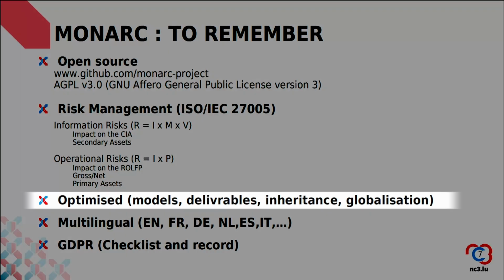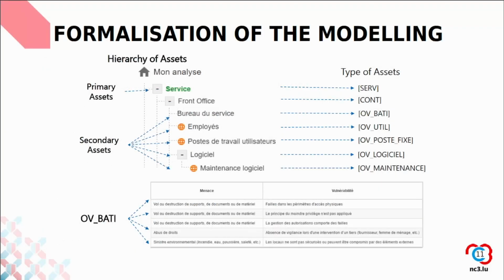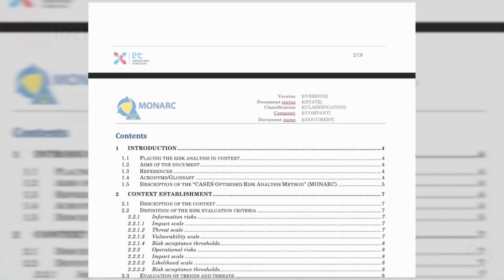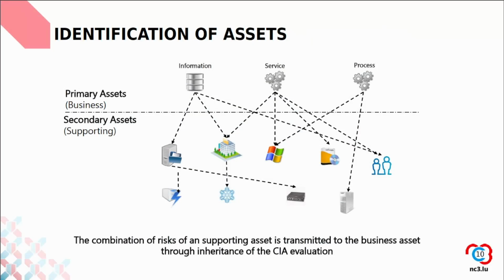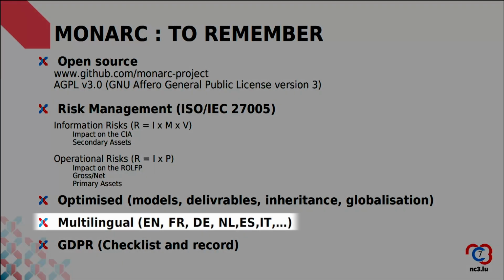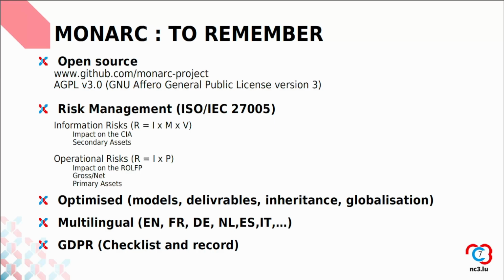MONARC is also optimized with four different points. Predefined models, which are some risks that are already in MONARC, templates of deliverables for the reports, inheritance of the impacts, putting the responsibilities of the impact into the primary assets, and finally globalized assets, that are assets that share the same risks on multiple primary assets. Finally, MONARC is also a multilingual tool. It is important to note that the language of the MONARC interface and the risk analysis are two different things, and thus should be treated differently.